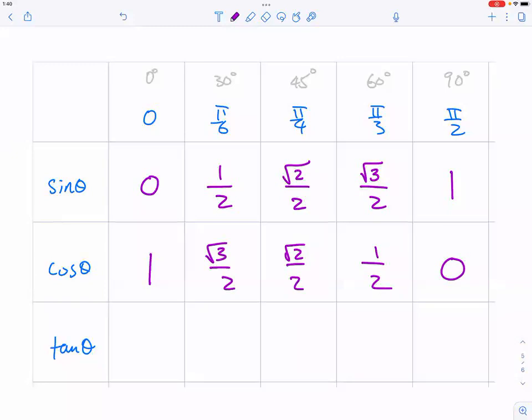And if you know the first 2 rows, remember what I said about tangent? Tangent is sine theta over cosine theta. So it's basically doing the first row divided by the second row. 0 over 1, 0. 1/2 over root 3 over 2.